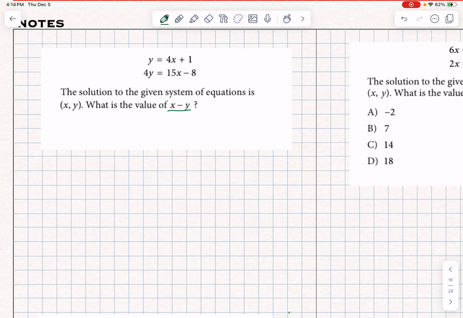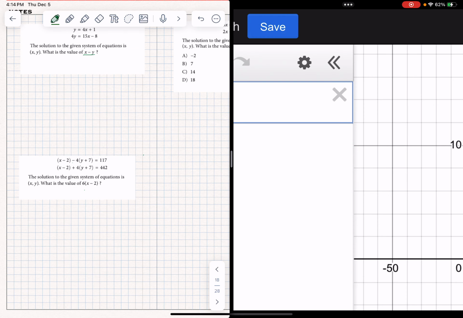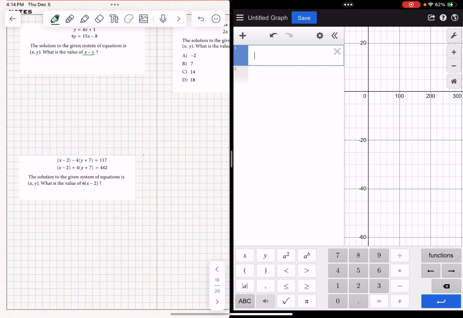Since they're asking for the value of x minus y, we have to find the values of x and y. So let's use Desmos on the computer. You can use Desmos on your own computer or iPad when you take the SAT test. So we're going to do this. Let's plug it in.